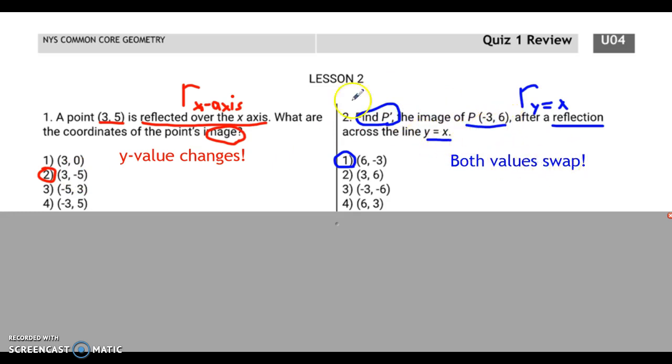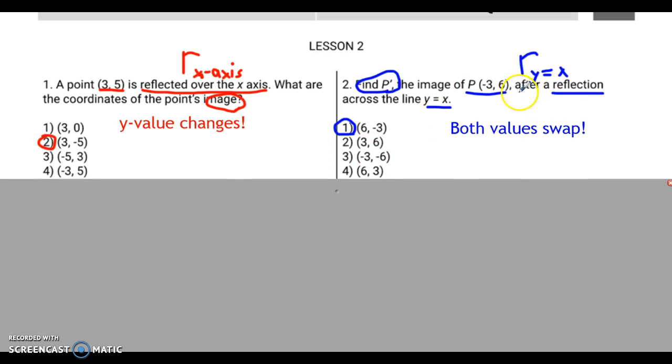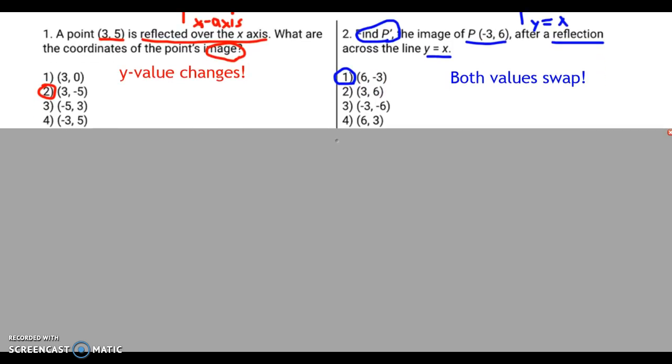We know that both values swap when it's y equals x. That's one of our rules. You must memorize these rules for the quiz. They will not be given to you. So we know that negative 3 comma 6 becomes 6 comma negative 3. All right, pause the video until you do questions 3 and 4.